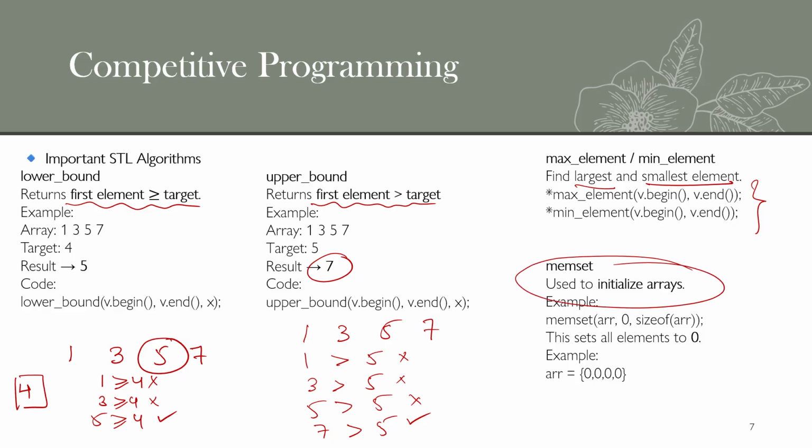Now, memset is used to initialize arrays. memset(array, start, end). This sets all the elements to 0 value. Example, this is the example of what will be generated. Suppose you have a size of 4.